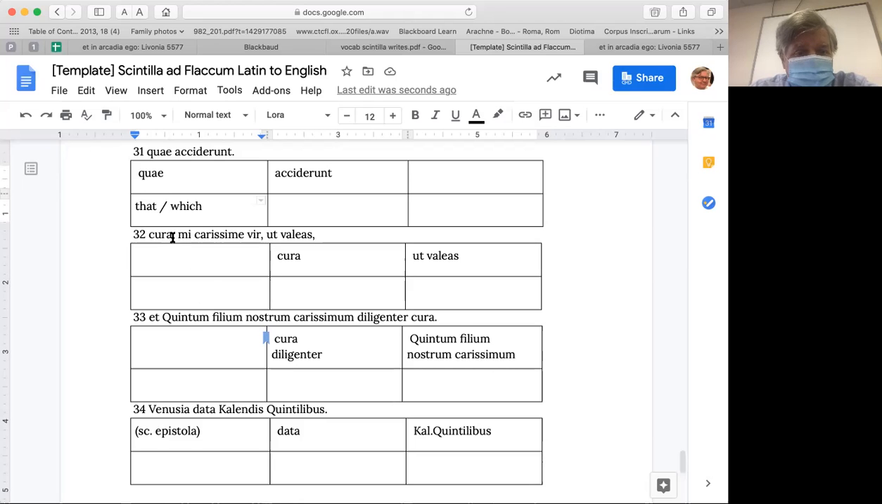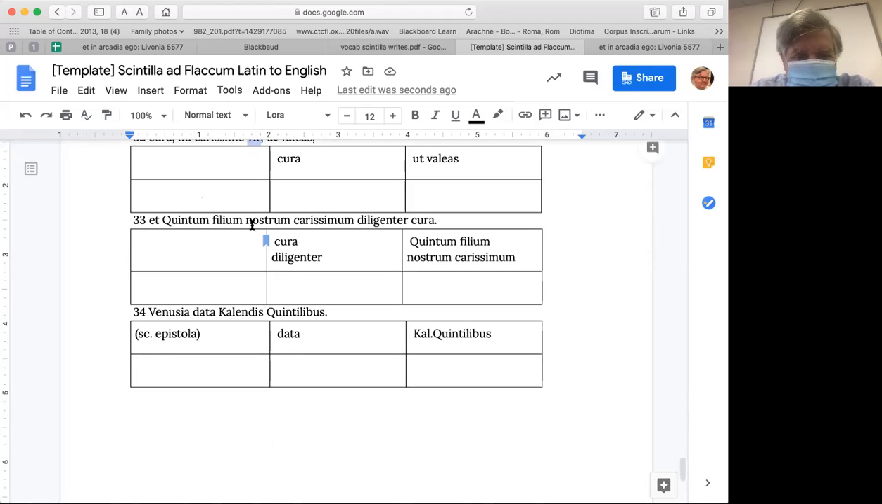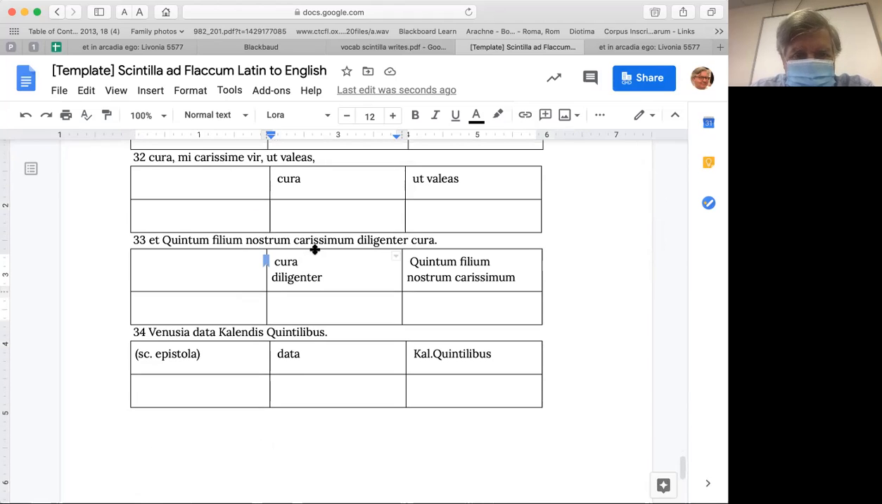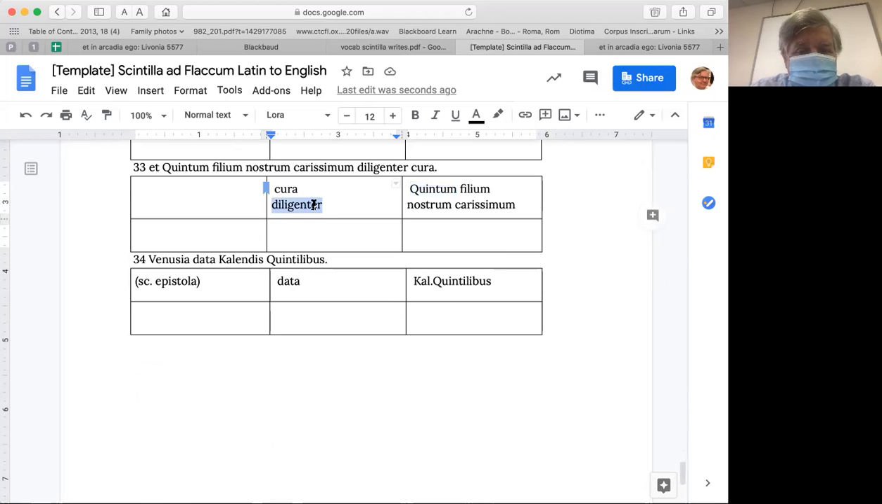And now the valedictory part, cura, take care, mi carissime vir. You wondered why he said that and not curate, because he's addressing just her husband. Mi carissime vir. Ut valeas, to be well. Et Quintum filium nostrum carissimum diligenter cura. So a second time with cura, look after this guy, with this long set of adjectives describing him, diligenter, without a let up, with no break.